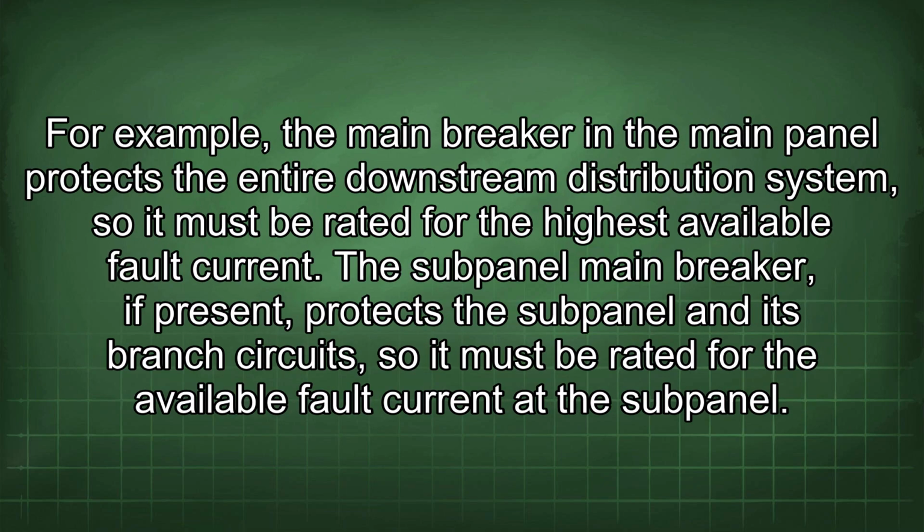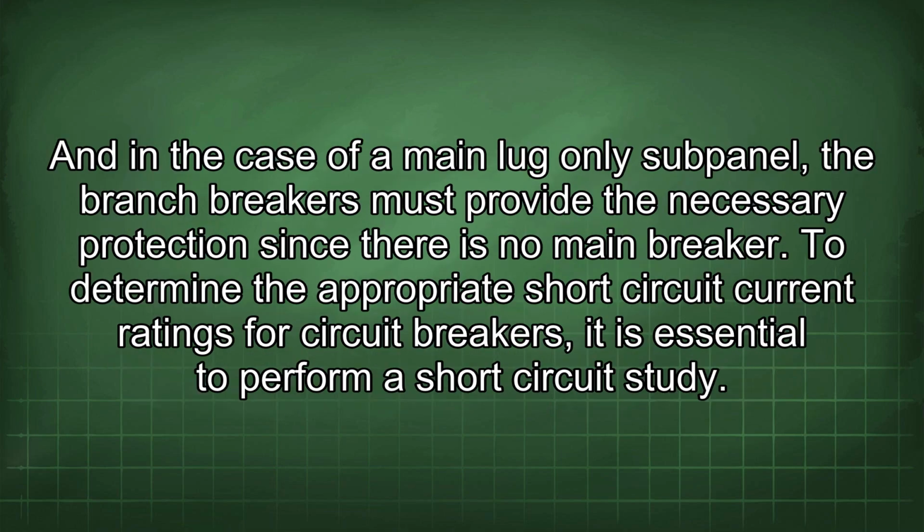For example, the main breaker in the main panel protects the entire downstream distribution system, so it must be rated for the highest available fault current. The subpanel main breaker, if present, protects the subpanel and its branch circuits, so it must be rated for the available fault current at the subpanel. And in the case of a main lug-only subpanel, the branch breakers must provide the necessary protection since there is no main breaker.